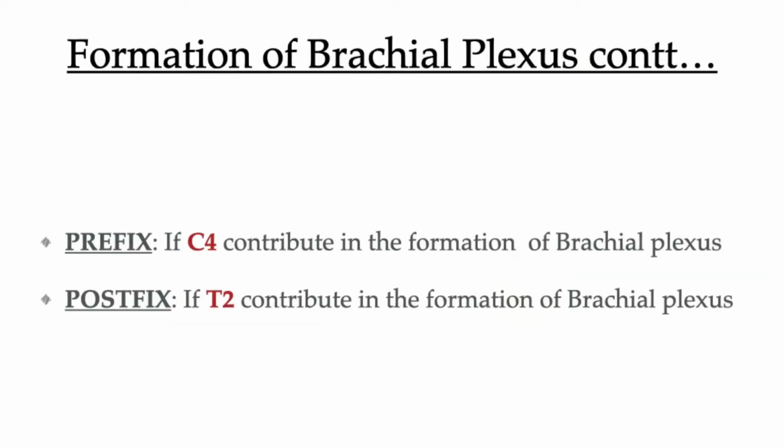Now, what do we mean by the term prefixed and postfixed brachial plexus? Prefixed brachial plexus means sometimes the 4th cervical spinal nerve also provides a few fibers to the brachial plexus, and whenever this happens, the brachial plexus is called a prefixed brachial plexus. However, sometimes the 2nd thoracic spinal nerve also contributes in the formation of the brachial plexus. This type of brachial plexus is called a postfixed brachial plexus.